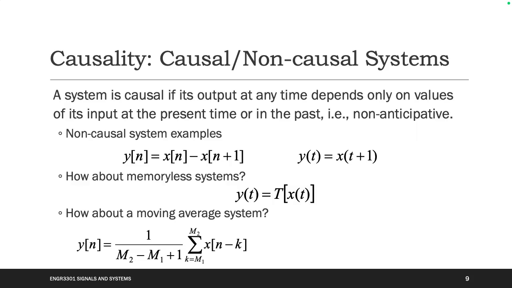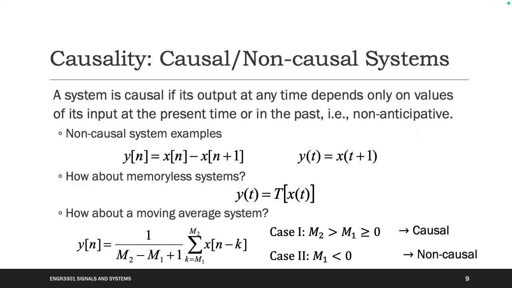It will depend, am I right? When M2 is greater than M1 and greater than or equal to 0, which means P is greater than or equal to 0, then it will be causal. Otherwise, if M1 is smaller than 0, P can be a negative value, so it will be non-causal. That makes sense to you? Okay, let's continue.